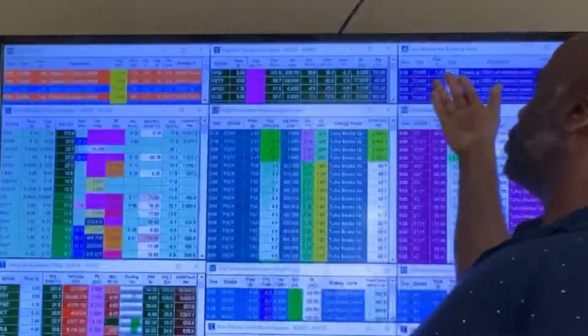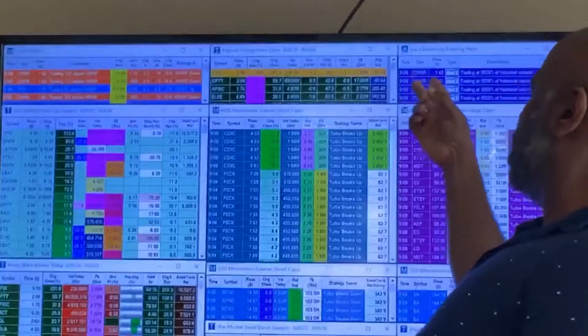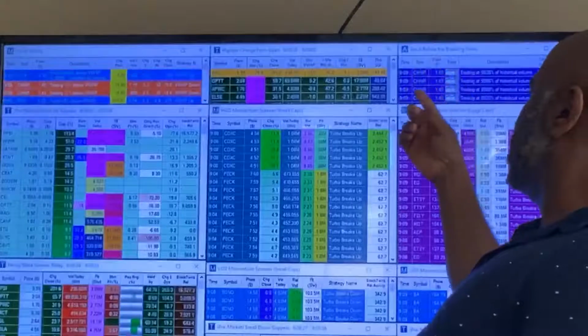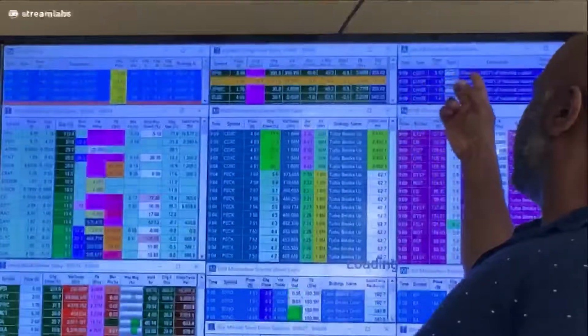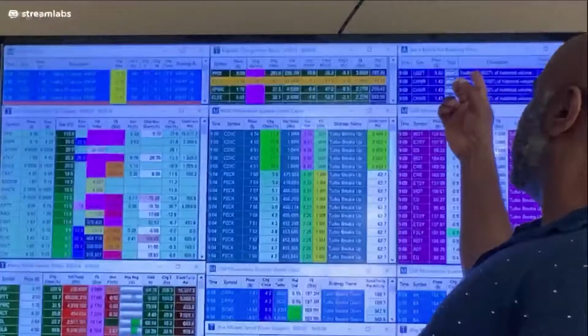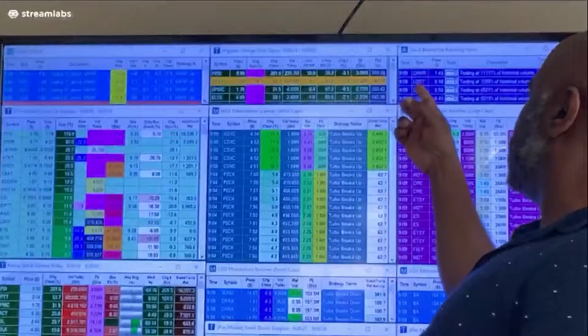But breaking news will also be in these charts as well. If you go here, you will see it says breaking news. And right now, breaking news says CHNR trading at 4,600% above historic value, or LQDT.